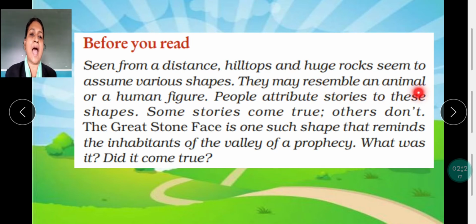They may resemble an animal or a human figure. People attribute stories to these shapes. We are very good at making stories. So they have too made some interesting stories related to it. Some stories come true, others don't. The great stone face is one such shape that reminds the inhabitants of the valley of a prophecy. What was it and did it come true?